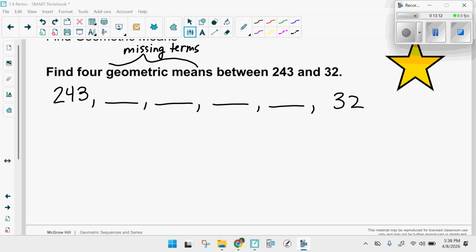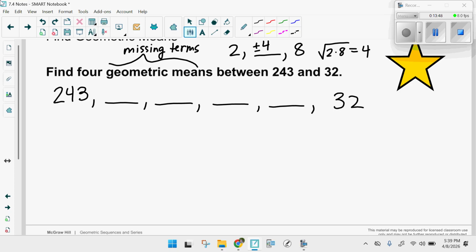Lastly, finding geometric means. Geometric means are terms in a geometric sequence that are missing. When we defined geometric means earlier, if I have just one missing term in between two numbers, the formula for the geometric mean is taking those two terms, multiplying them together, and taking the square root, which would tell me that this number is 4, or technically -4. So that's if I just have one number missing in between two numbers.